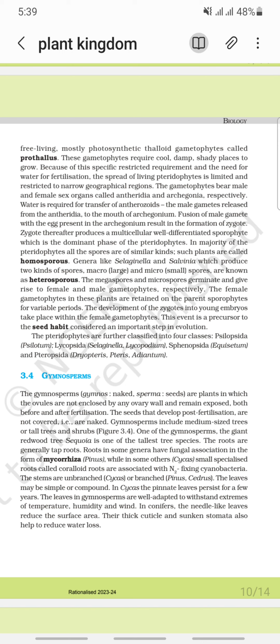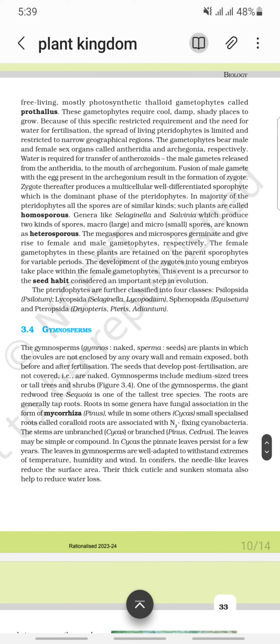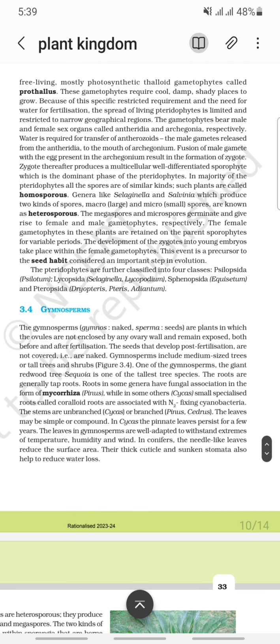The gametophytes bear male and female sex organs called antheridia and archegonia respectively. Water is required for transfer of antherozoids. The male gametes are released from the antheridia and move towards the mouth of the archegonia. Fusion of male gametes with the eggs present in the archegonium results in the formation of zygote. The zygote thereafter produces a multicellular well-differentiated sporophyte, which is the dominant phase of the pteridophytes.